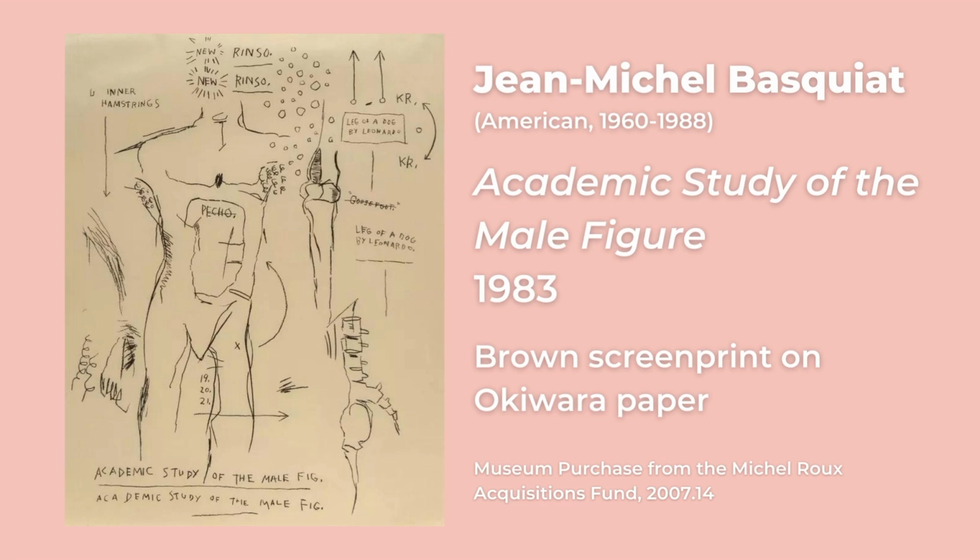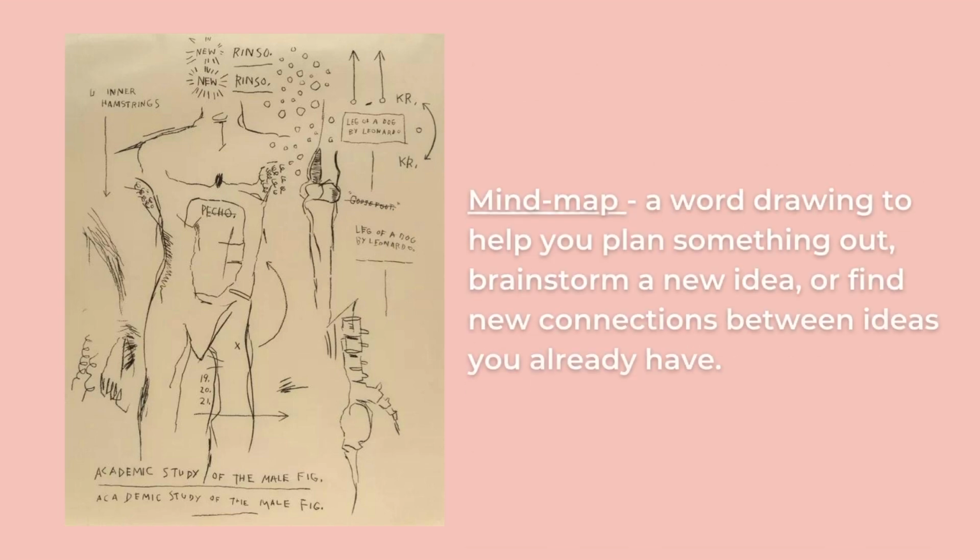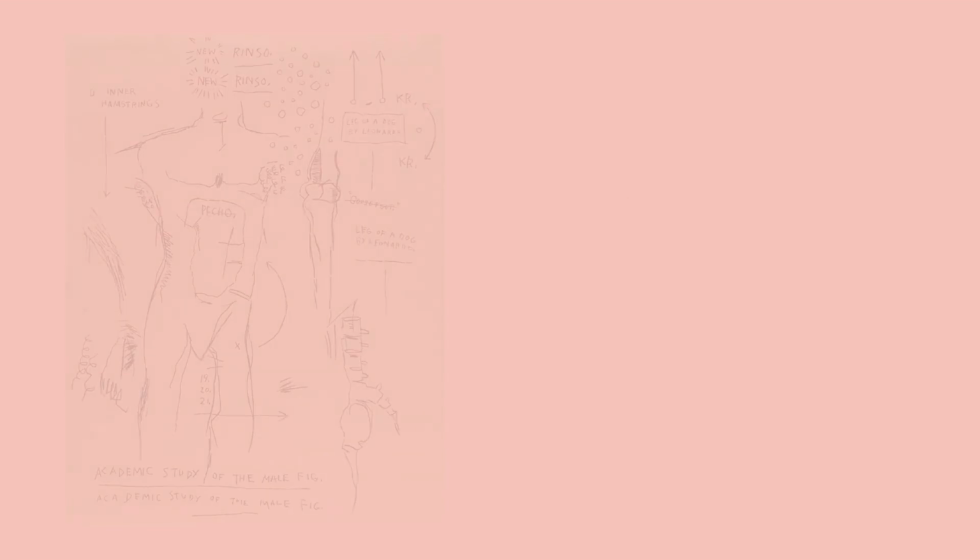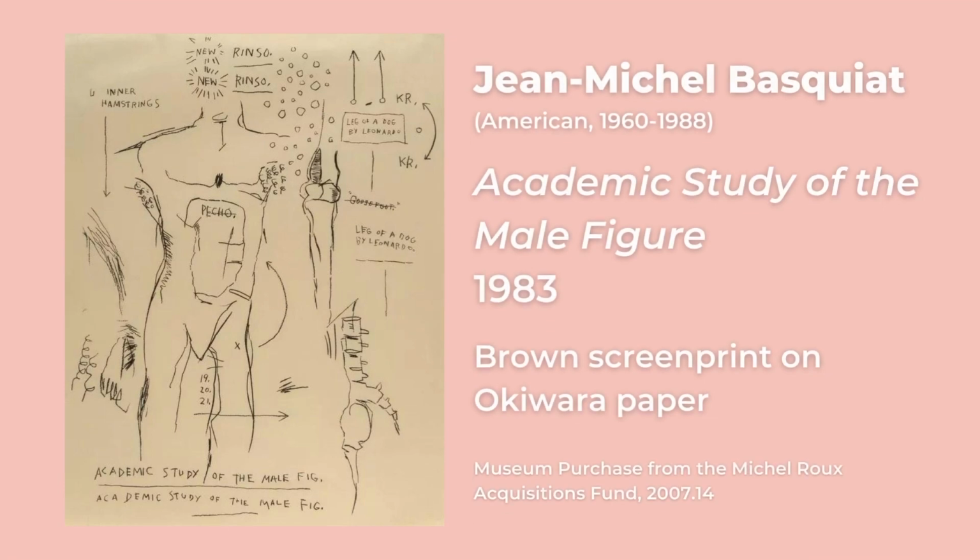drawing. In many of his artworks, he has several seemingly random words, numbers, and phrases with arrows between them connecting the ideas together. A mind map is a word drawing you can make to help you plan something out, brainstorm an idea, or find new connections between ideas you already have. Basquiat's mind maps show the inner workings of his mind as he worked on his artworks or explained the ideas that inspired them. Although they aren't present in this artwork, Basquiat would often use a crown drawing or the word Samo to represent himself and sign his artworks with, rather than writing his name on them.